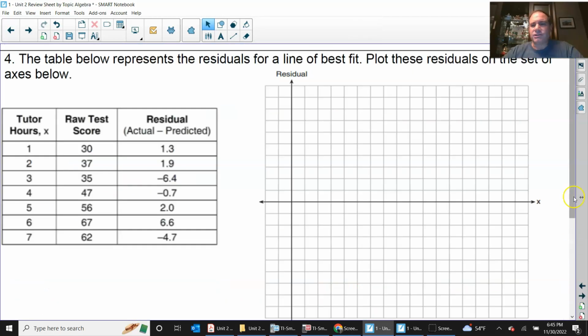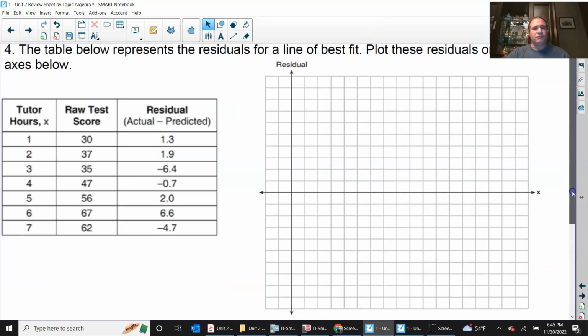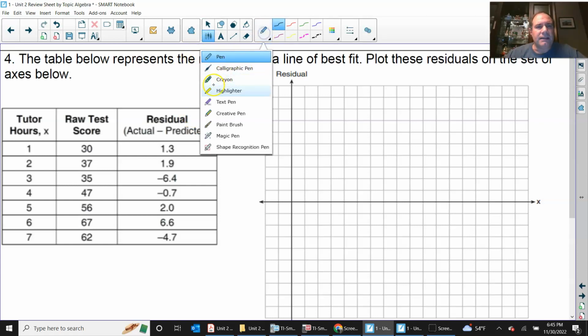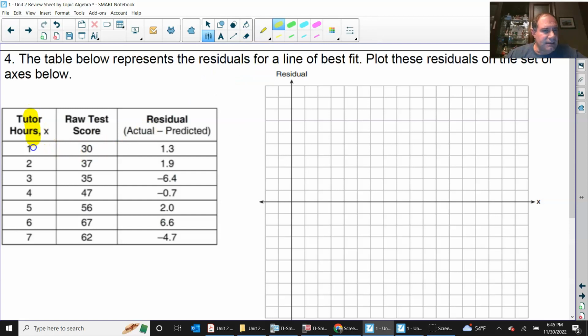All right, the last question is to put a residual plot together. It is nice, this question, because they have it all set up for you already, and we're just going to go ahead and plot that. So I'm going to take the tutor's hours, the X, and the residual. Remember, in class we had to figure out the residual by subtracting the actual and predicted. We don't have to do that here. It's already figured out.